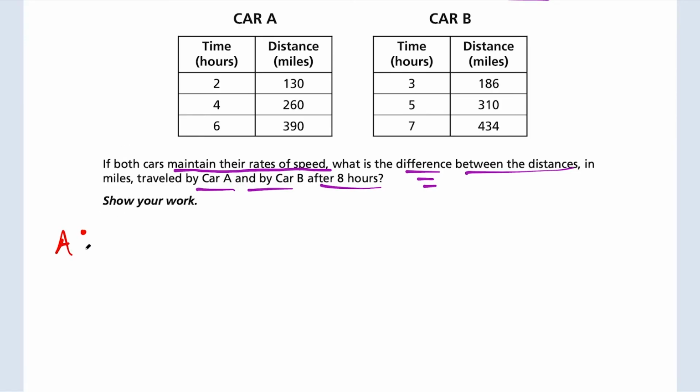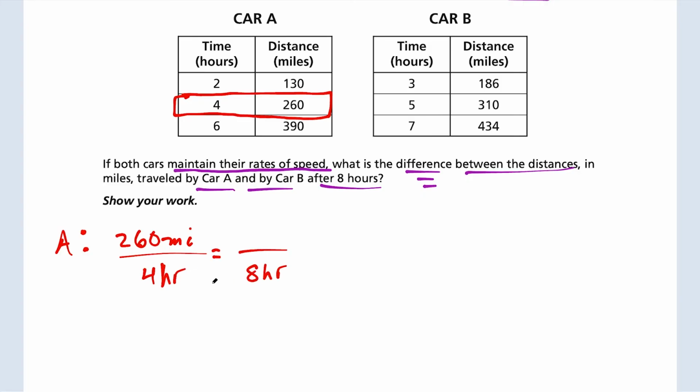So let's start off with car A. For car A, we want to know how far does car A go in 8 hours. And we could take any entry here that we want. Let's say we take the second entry, because what I'm seeing strategically here is that if I want to find out how far does this car go in 8 hours, I could just double this entry, because we know what's going on in 4 hours. In 4 hours, the car goes 260 miles. So 260 miles in 4 hours. If we want to know how far does the car go in 8 hours, we're just going to be multiplying this entry here by 2, so we can multiply the top entry here also by 2.